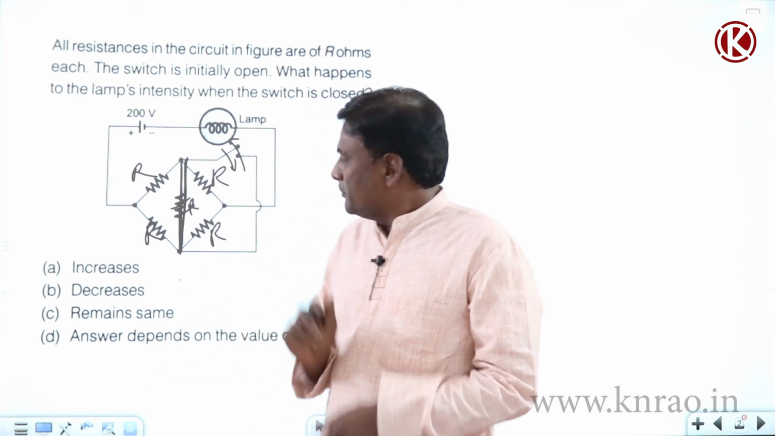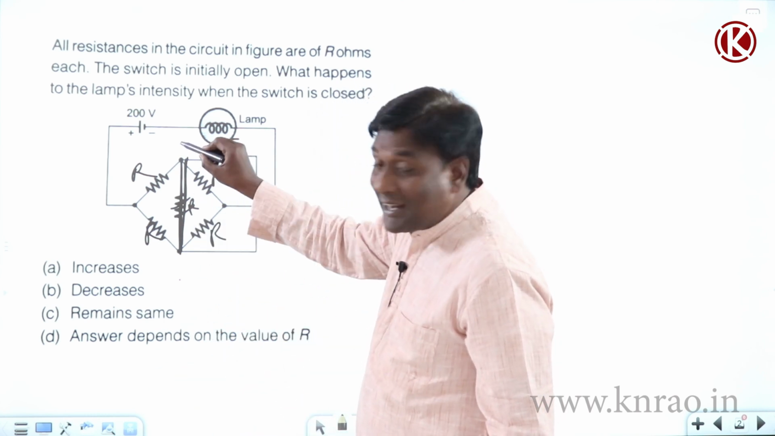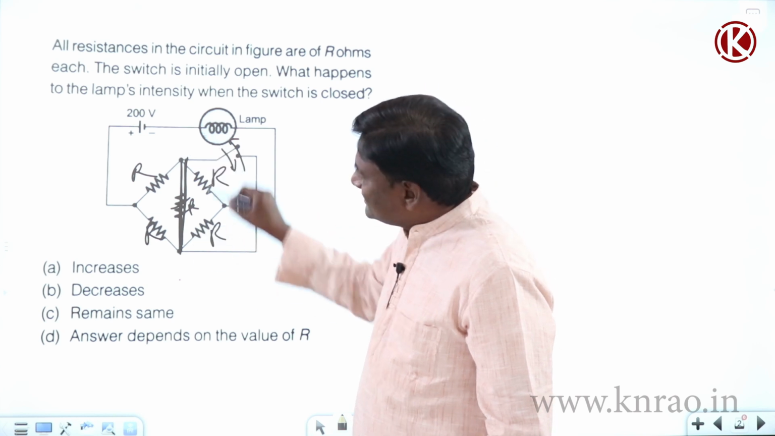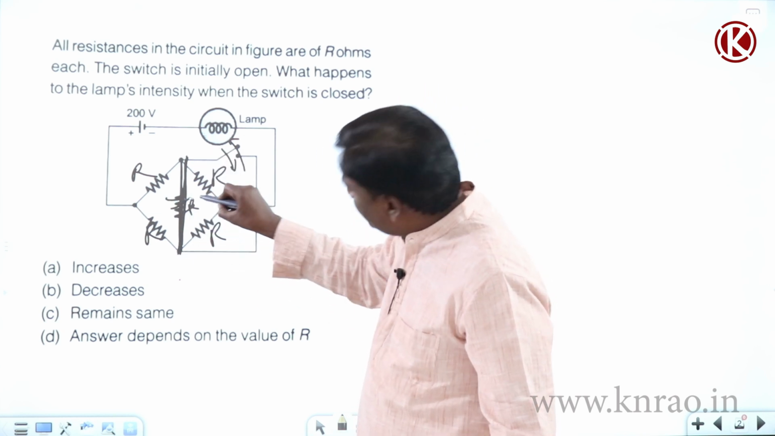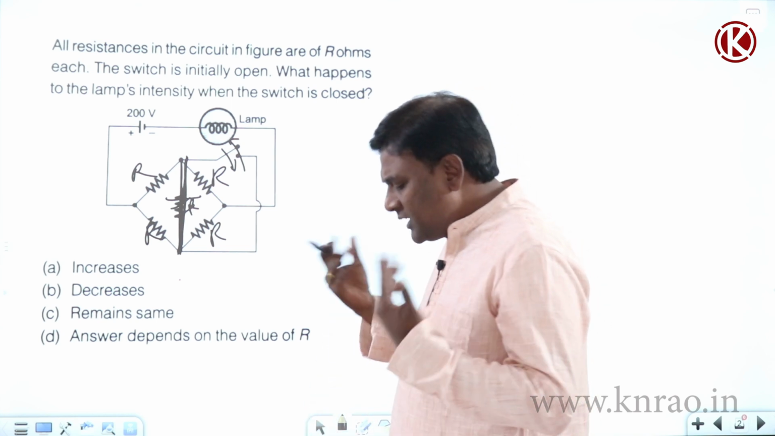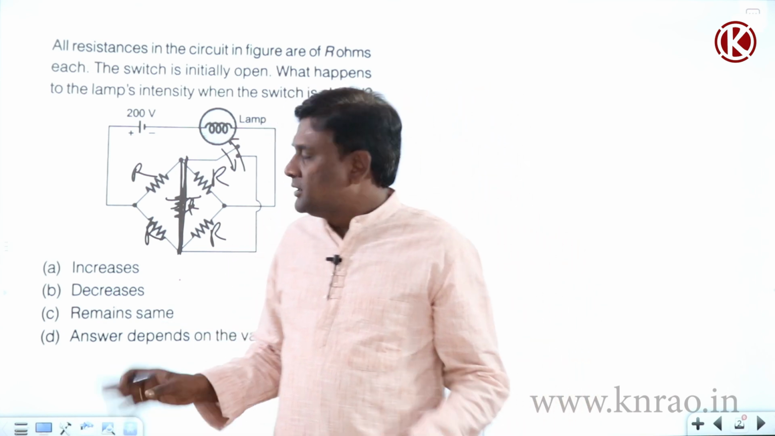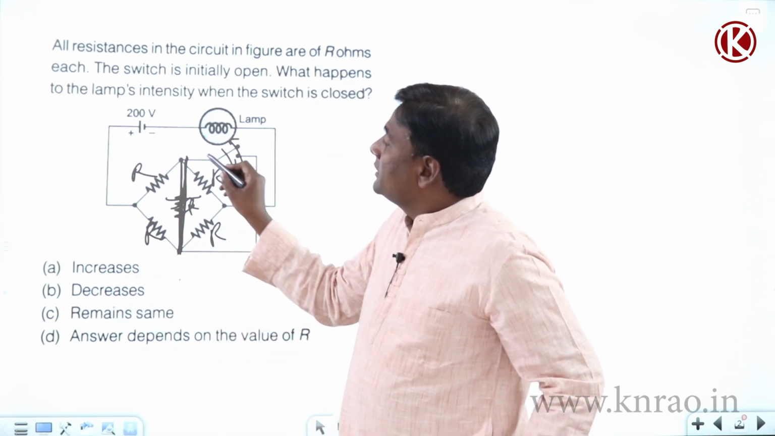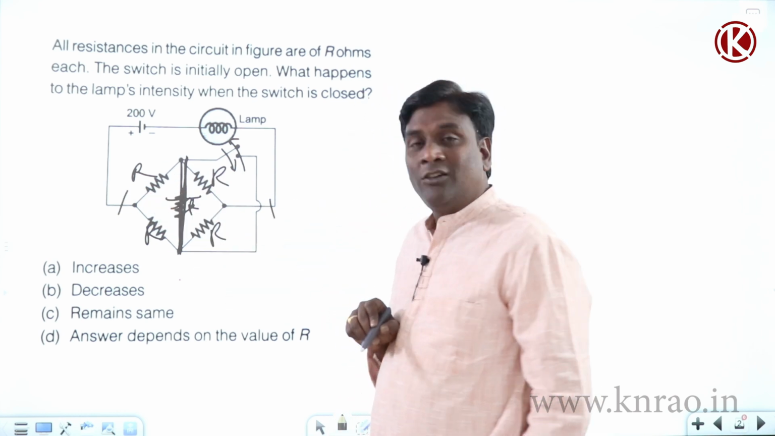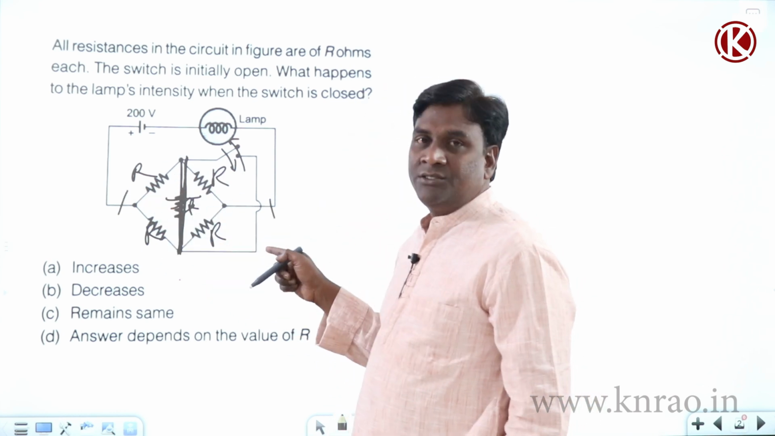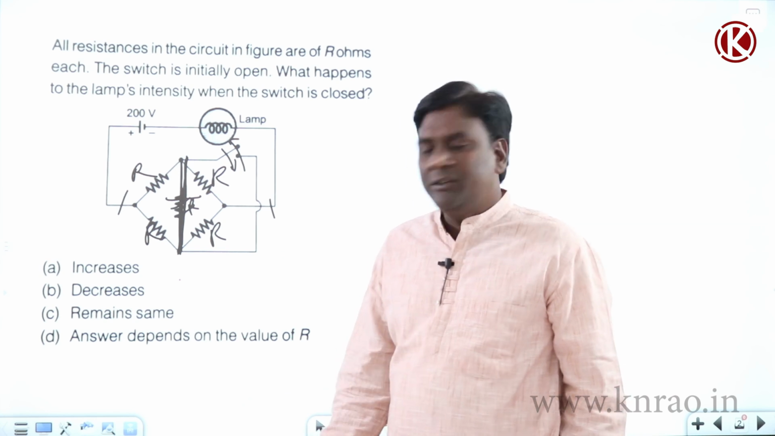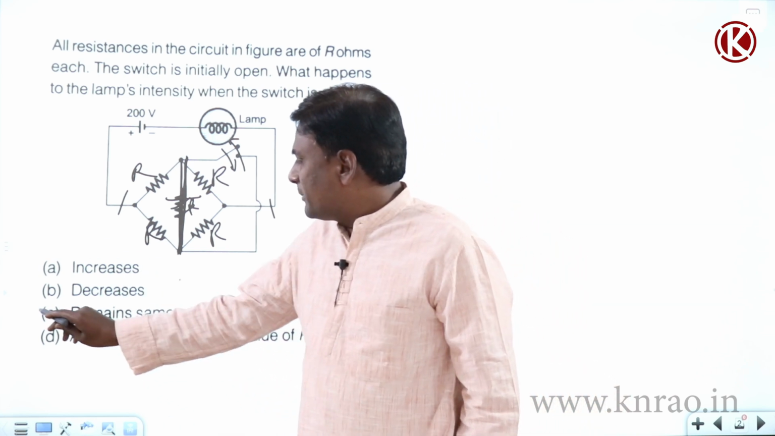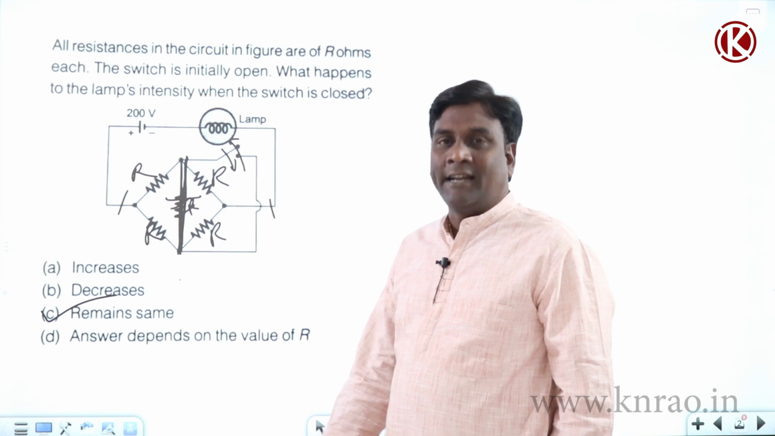Getting my point, right? Because it is actually a balanced bridge. The moment it's a balanced bridge, even if you short circuit, or even if you open circuit, or even if you keep any value of resistance, there will be no variation at all with respect to the equivalent resistance across these two. The moment equivalent resistance is same, automatically lamp intensity will be same. So, increases, decreases, remains same: remains same will be the right answer.